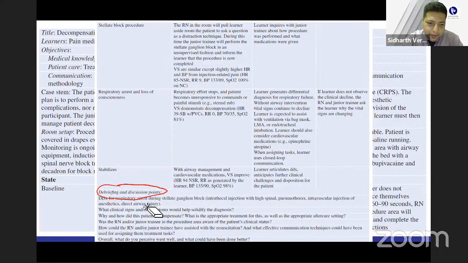For example, here you can ask, what is the differential diagnosis for respiratory arrest? What clinical signs and symptoms would help to solidify the diagnosis? You can point out the correct points which your trainee has identified, and of course add in a, you can say, friendly manner, and explain to the trainee.